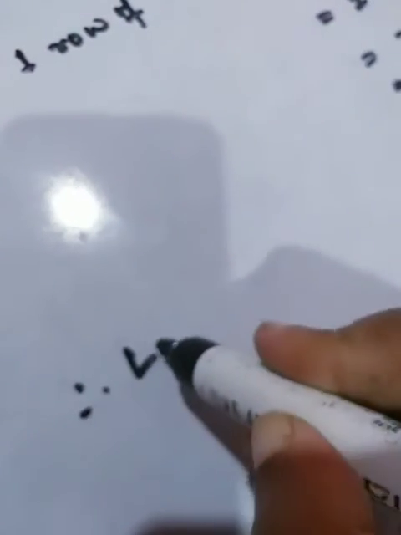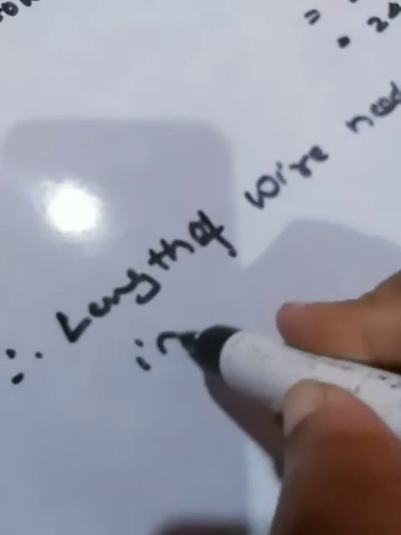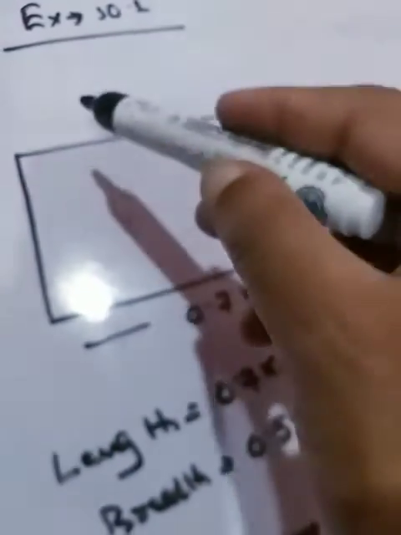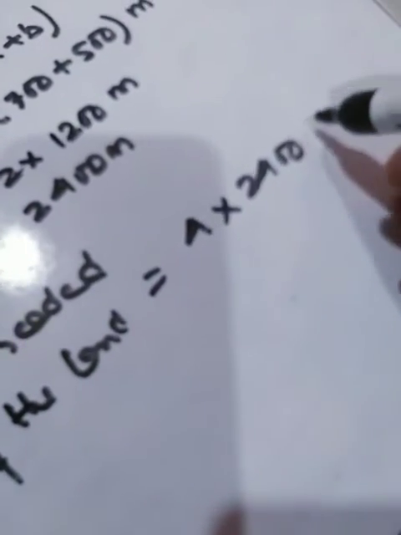Therefore length of wire needed in 4 rounds of the land, because we have to take 4 rounds, isn't it? For 1 row, 1 round. For 2 rows, another round. For 3 rows, another round. In this way, how many rounds we have to make? 4 rounds of the land would be equals to 4 into 2400 meter. So what is the final product?